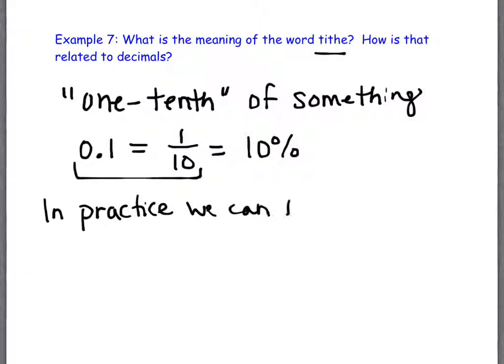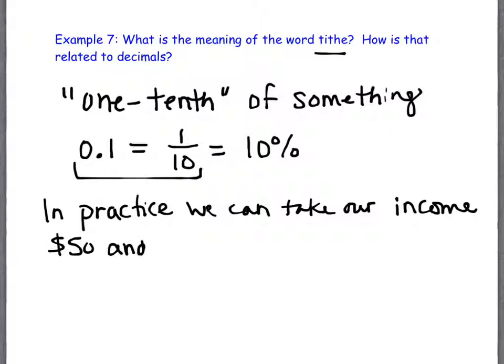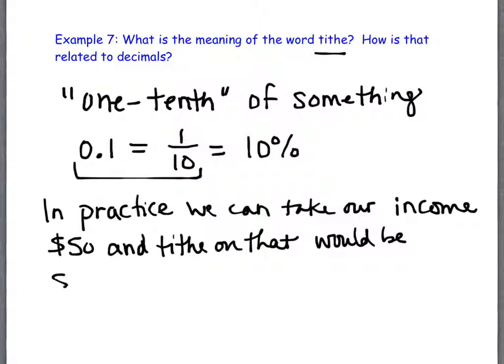we can take our income, and let's say that you made $50 babysitting, okay? And then tithe on that would be 1/10. So we haven't talked exactly about how to move decimal places for values of percentages and so forth. But 1/10 of this would be to move the decimal point 1 to the left. So you'd get $5.